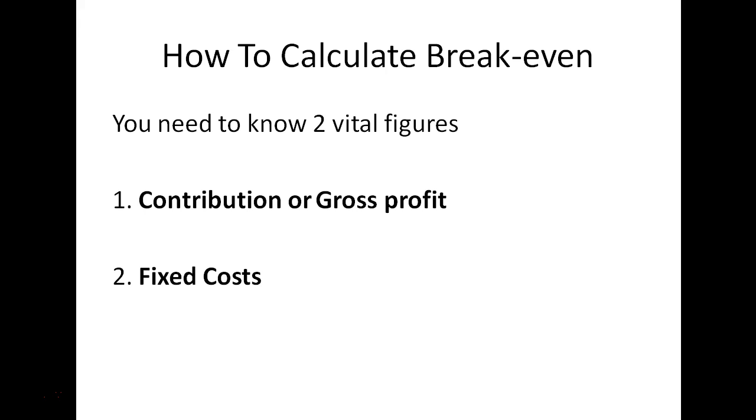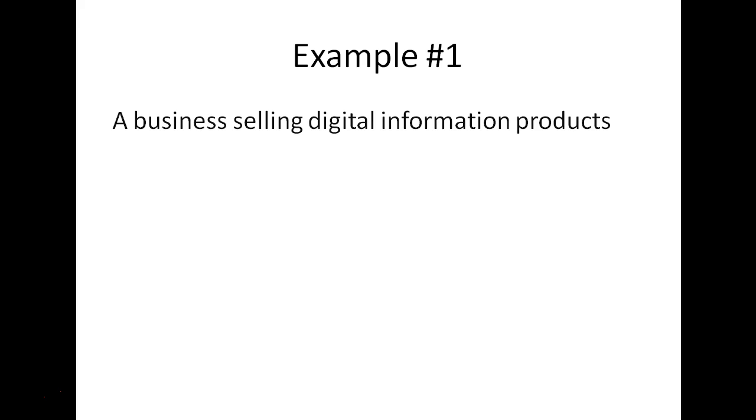The first one is the contribution or gross profit, which is the difference between your sale price and your variable cost. Remember, we talked about that earlier. And the second important figure you need is your fixed cost, the total fixed cost. All right. Once we have that, we can then go and do an example. Let's have a look at this example.